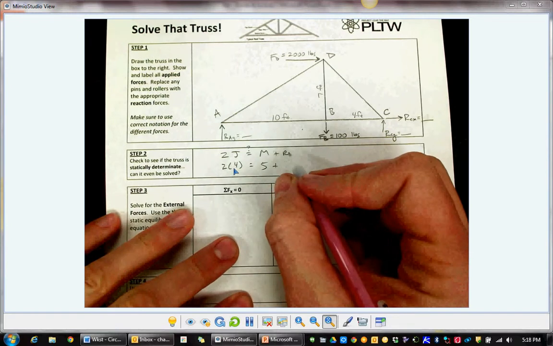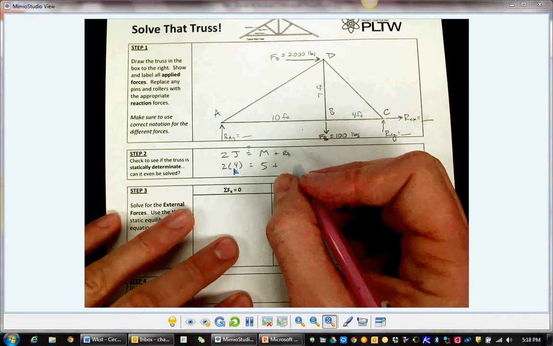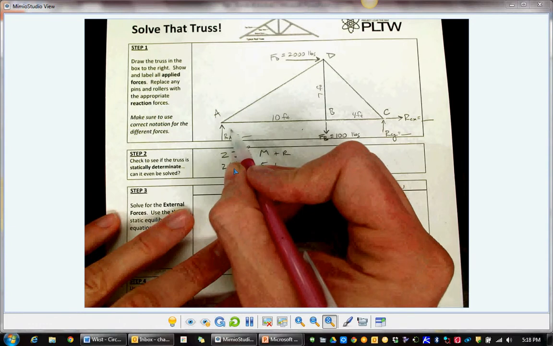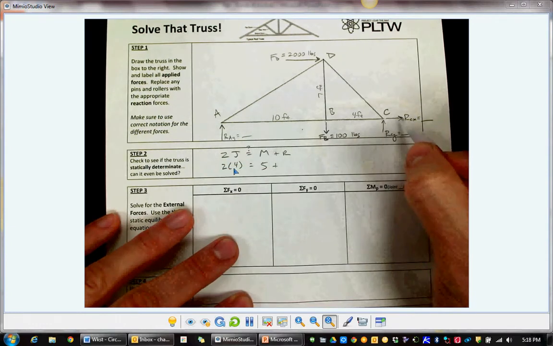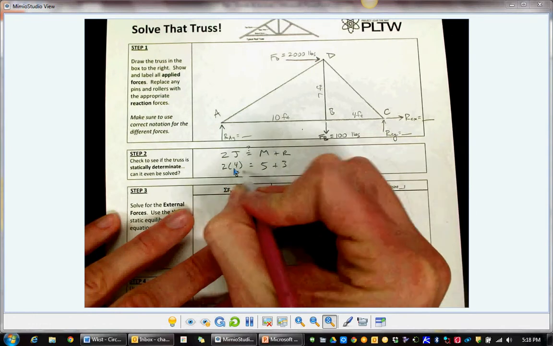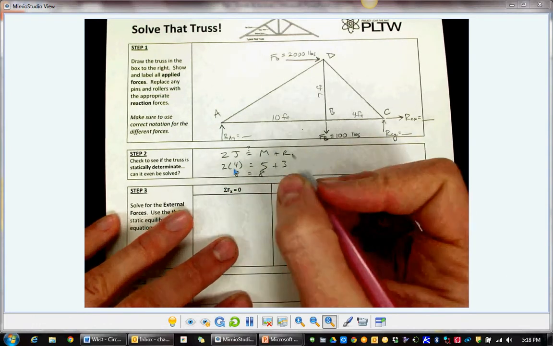Reaction forces. Now we're not talking all external forces. We're talking about just the reaction ones from your supports. So we have 1, 2, 3 reaction forces. 8 equals 8. Yep, it's statically determinate. Let's go ahead and solve this thing. We've got to solve for those external forces now.